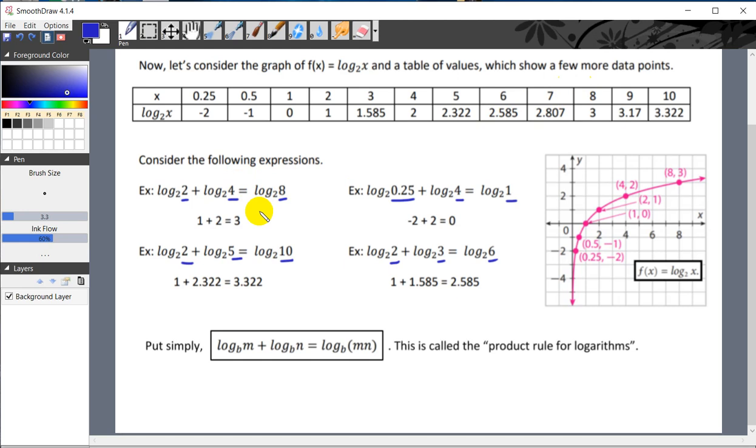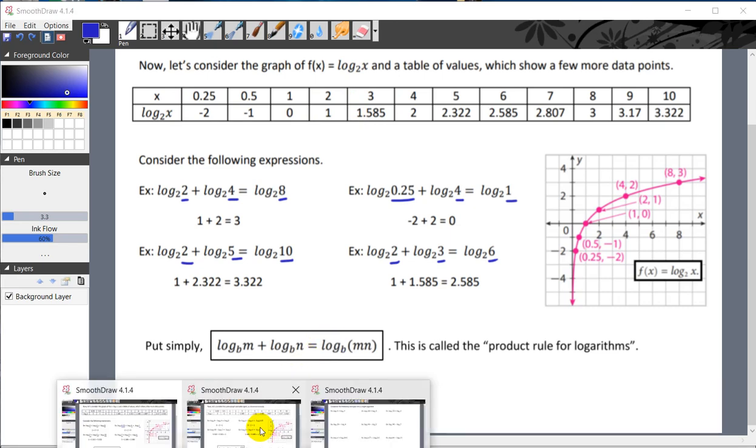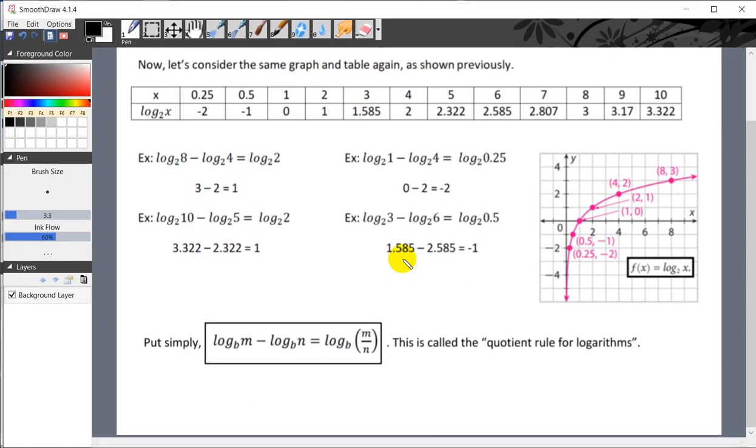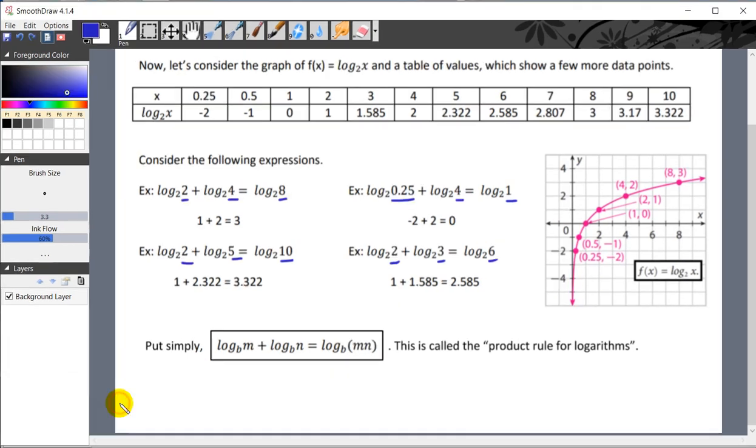Similarly, let's see what else it could be on here. Maybe something like log base 2 of 0.5, and then you add log base 2 of 6. So 0.5 times 6 would be log base 2 of 3. Okay, so that's how the product rule works. Okay, the other rule I want to show you is this one. So that's a rule when you're adding.